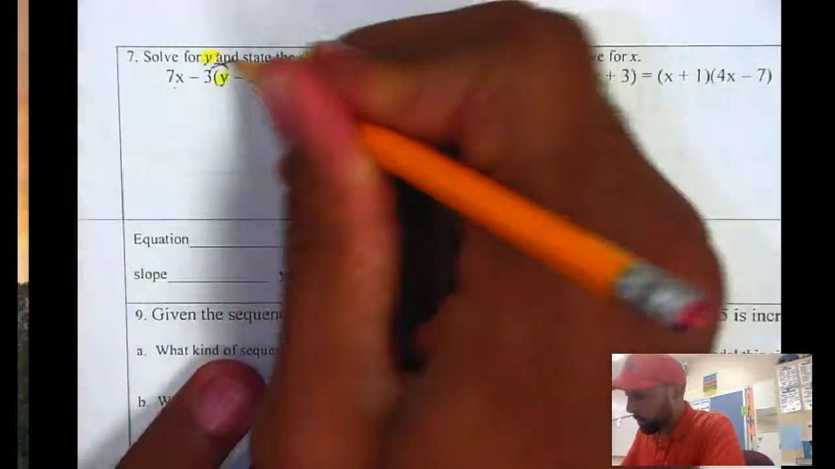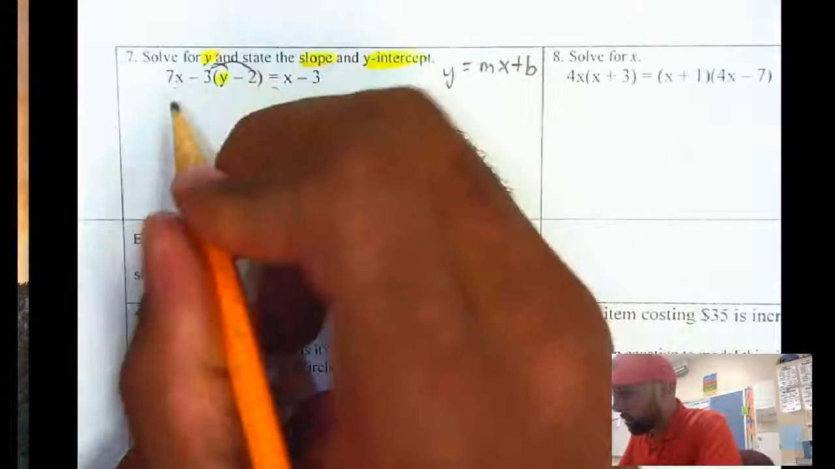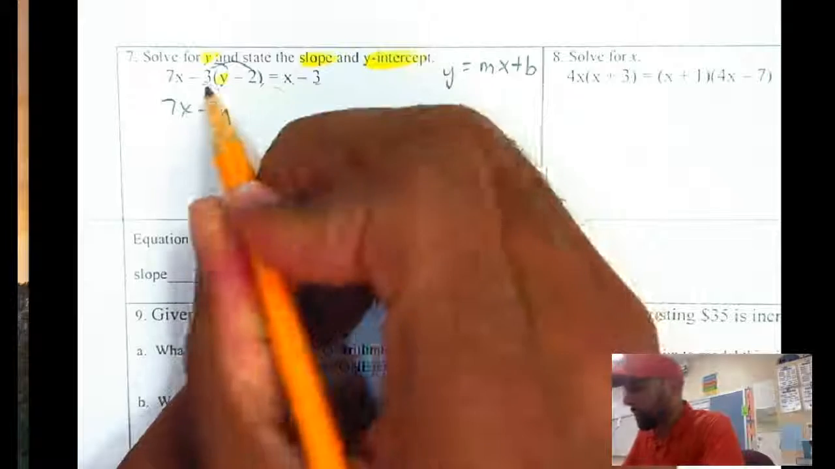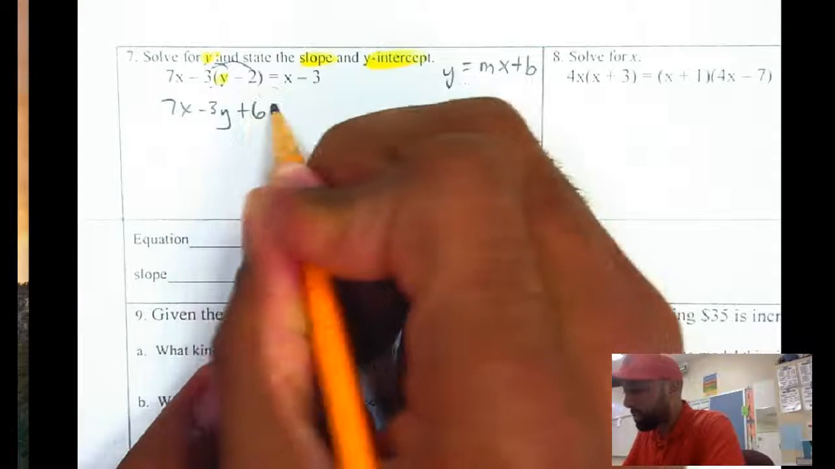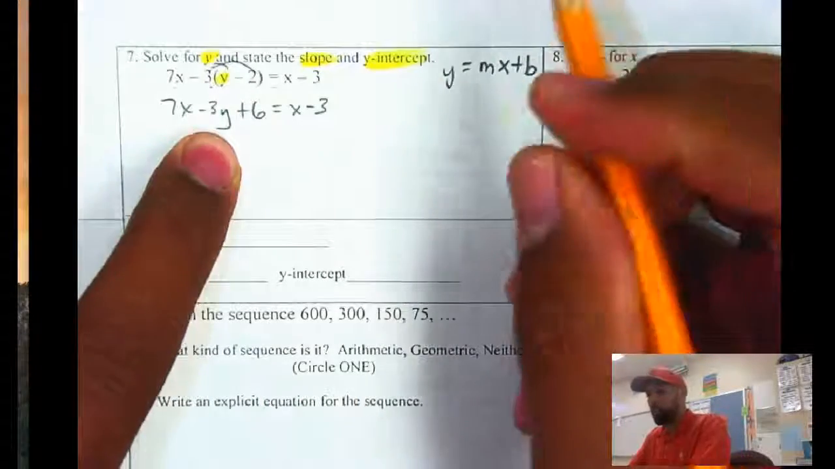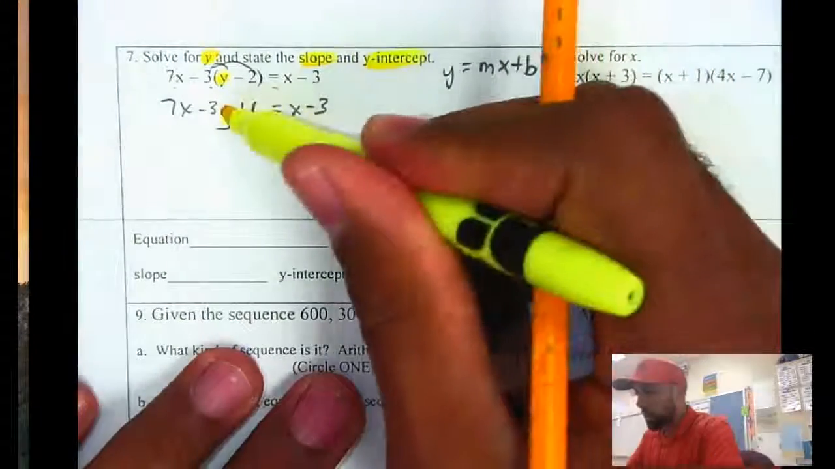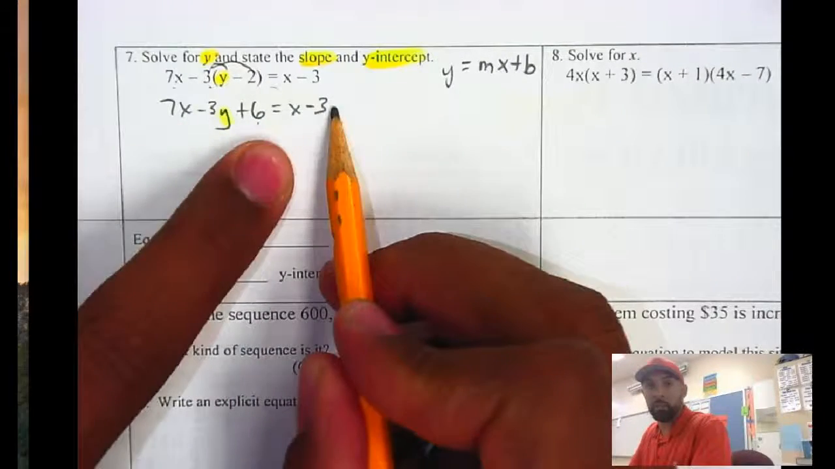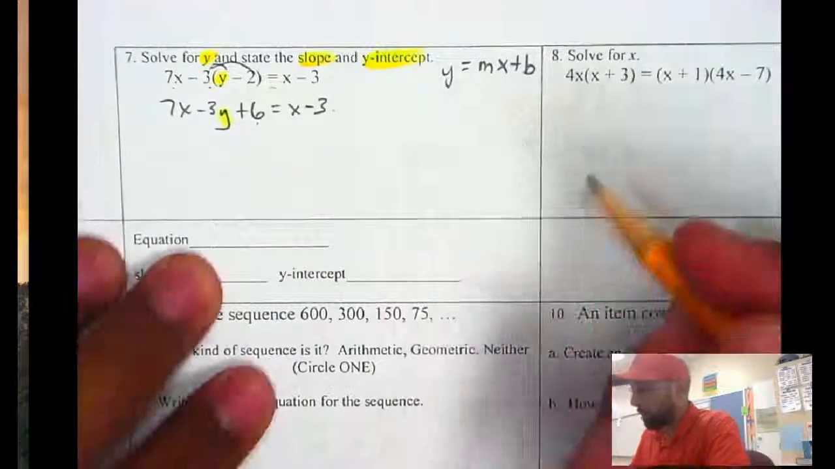Okay, so let's simplify. First, we're going to distribute that 3. Negative 3 times y is negative 3y. Negative 3 times negative 2 is positive 6. Okay, so now again, I've got the y over here. I want to get that by itself, so I want to move these two terms over to the other side. So let's do that one at a time.